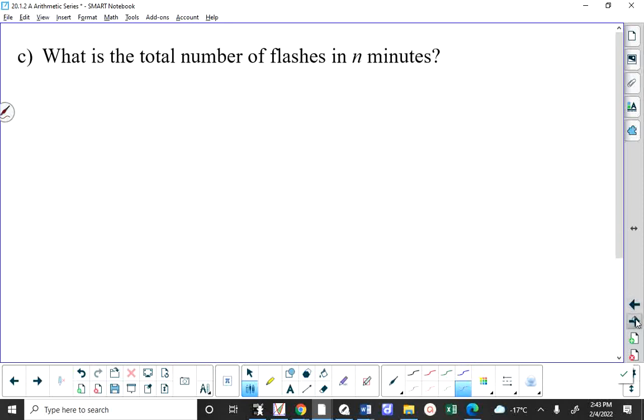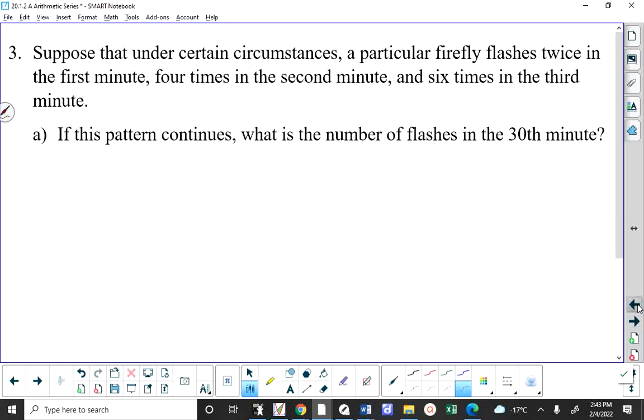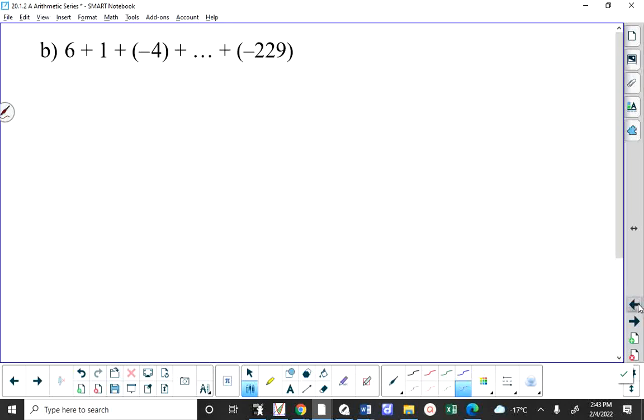Try one more. Just want to see where we're at here. Let's not do C. We don't need to. The first thing that you need to do here, since you know that T1 is 6 and D equals -5, is you need to find the number of terms if you want to add them up.